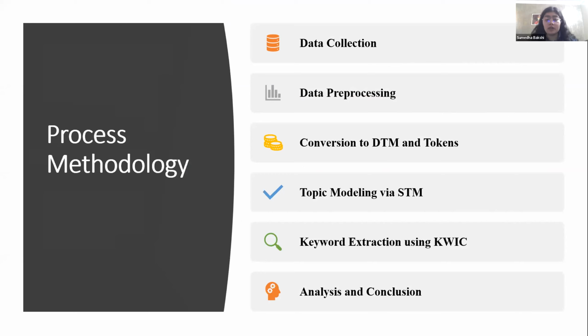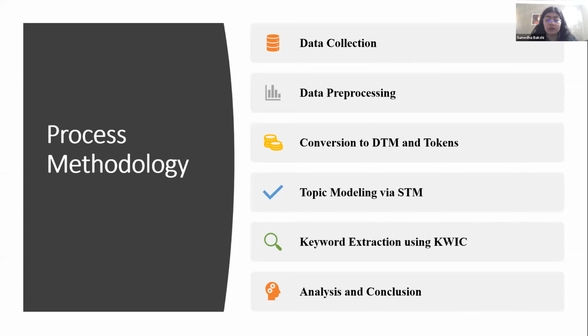DTM means document term matrix, and tokens. So what happens is a sentence is broken down into smaller parts, basically into words. These words are stored in a matrix to count their frequency. And these words are also converted into tokens for further analysis.